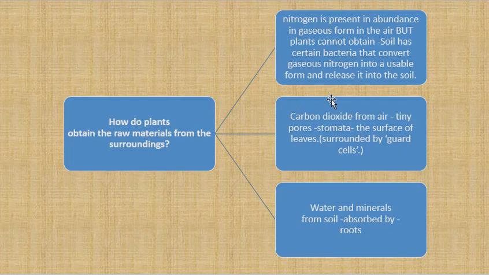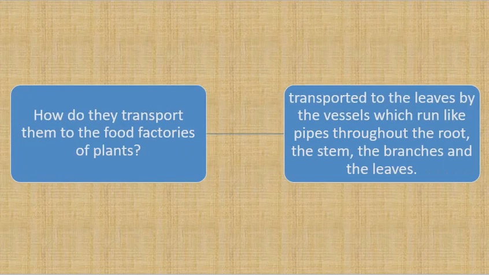Otherwise, what do you do? You add fertilizers, nitro fertilizers, so that the plants can grow. So plants obtain raw materials from the surroundings: carbon dioxide from air, water and minerals from the soil, and nitrogen in the air fixed by certain bacteria.